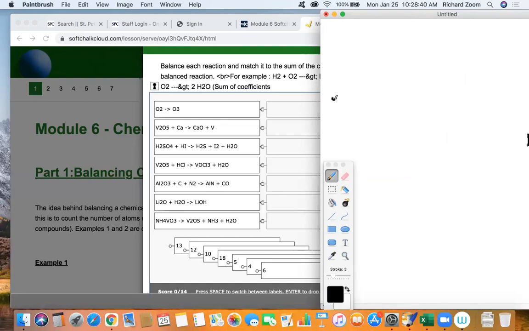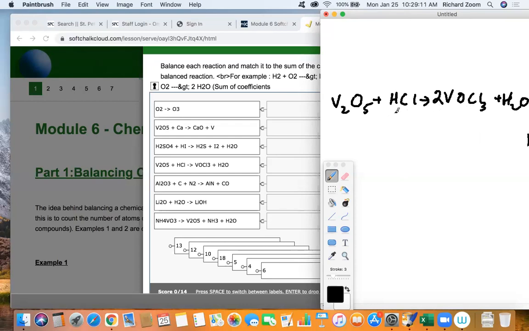Let's see, V2O5 plus HCl gives VOCl3 plus H2O. So we've got 5, so 2 on the V's. We'll put a 2 in front of the V like this. I would never start with oxygen here because oxygen is in too many places. So V, I'll leave the oxygen alone.